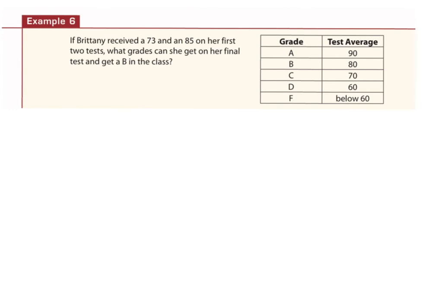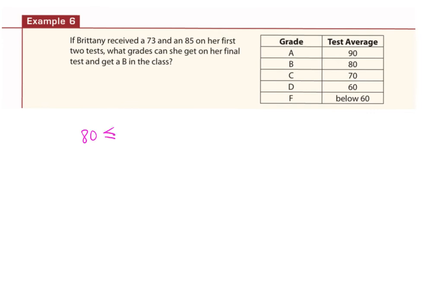All right, it says if Brittany received a 73 and an 85 on her first two tests, what grades can she get on her final test and get a B in the class? All right, and get a B in the class. So a B is anything from 80 up to a 90. So she wants her grade to be somewhere in between these two.